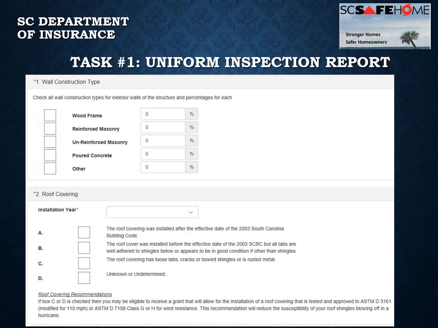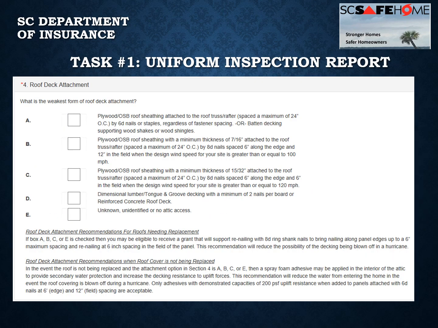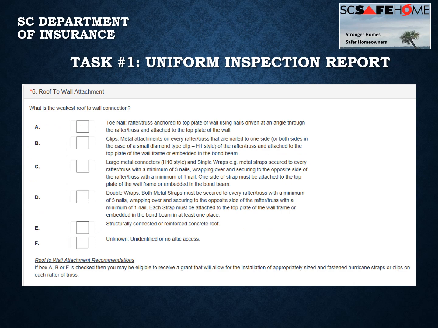The next section of the Uniform Inspection Report form is wall construction type and roof covering. The next section is roof geometry. The next section is roof deck attachment. The next section is gable end bracing. The next section of the Uniform Inspection Report form is roof to wall attachment.